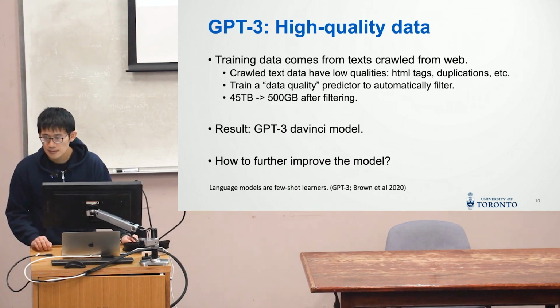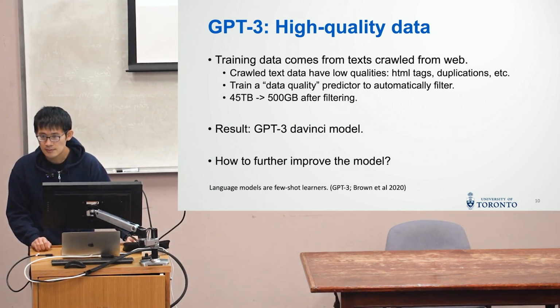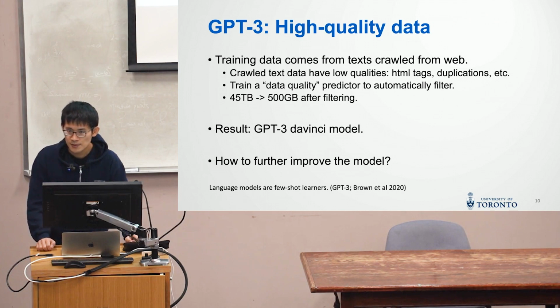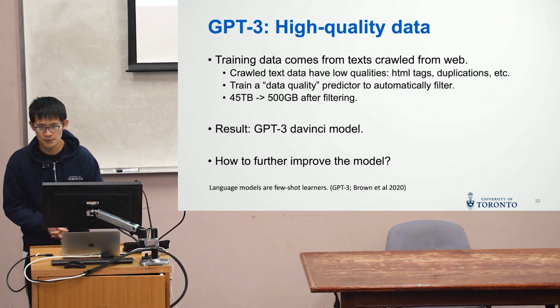I have a question about the filtering process. Could you tell me how you can differentiate between high quality and low quality data? Once you filter out all the HTML and everything, when you just have text, how do you know which text to include in your data set and which not to? Yeah, this is a very good question: how to train the data quality filter.